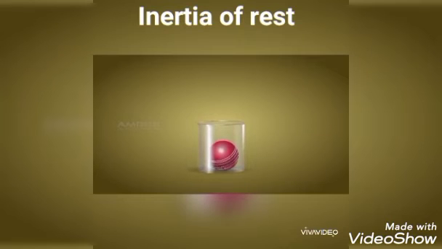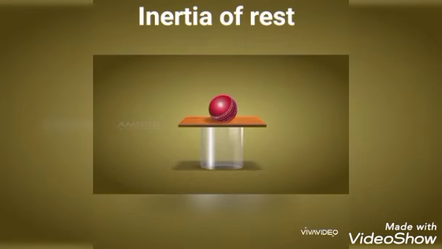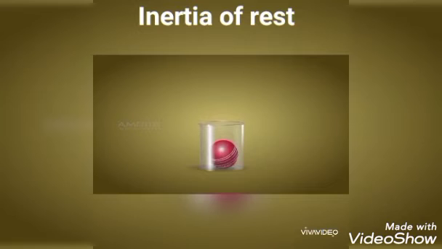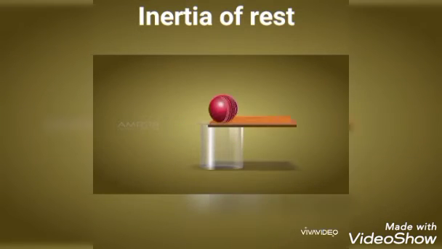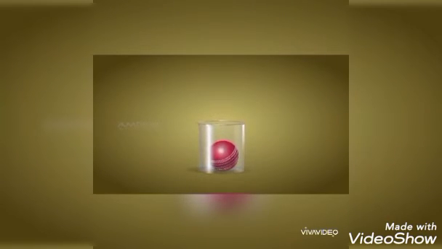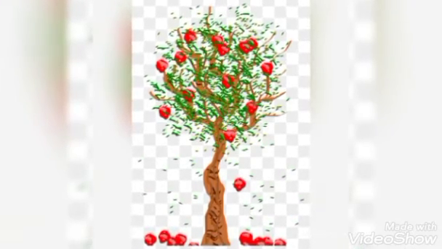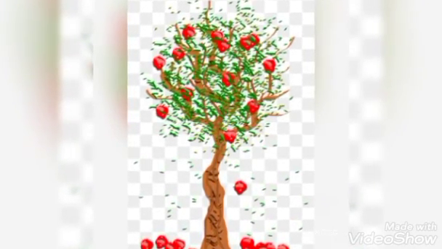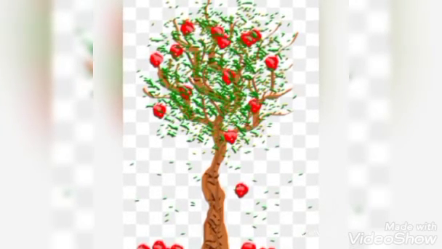Why? Because here the coin is at rest. When the cardboard is at rest, the coin is at rest. On hitting, the cardboard moves and the coin continues to be at rest, so the coin falls into the glass. Hence, it is because of the inertia of rest of the coin. There are many daily life examples of inertia of rest. For example, fruits fall down from a tree on shaking its branch. It is due to inertia of rest.